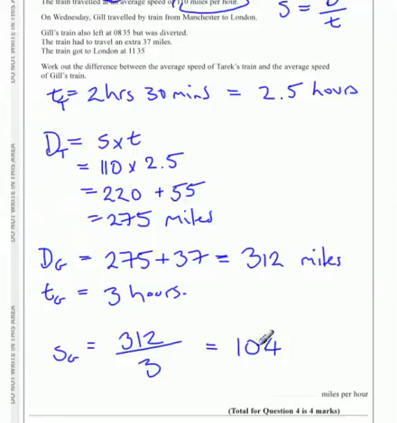That's not what we're asked to work out though. We're asked to work out the difference between the two average speeds. So we just have to do 110 take away 104 to get 6 miles per hour as the difference.